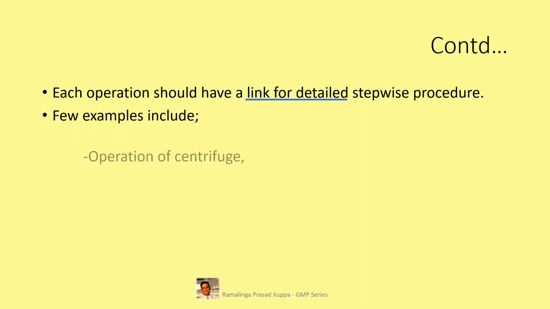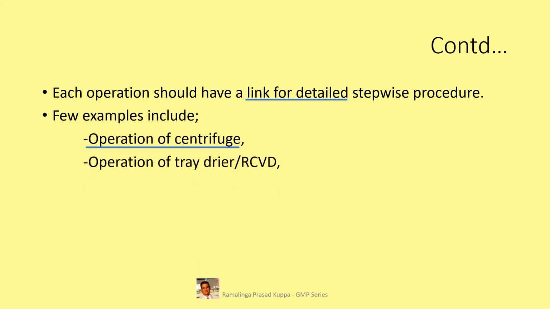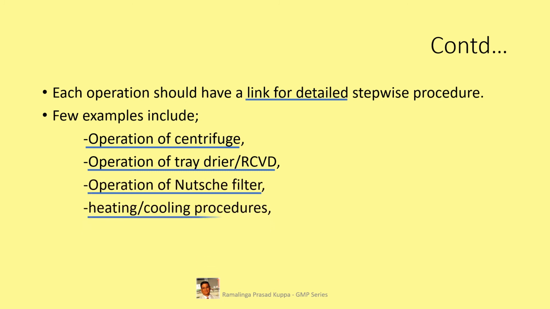Some examples include operation of centrifuge, operation of tray dryer or a rotocone dryer, operation of nutsche filter, heating cooling procedures, distillation, recovery procedures, etc. For operating all these equipment and similar other complex equipment, there should be detailed SOPs because all intricate details of the operation of these equipment cannot be provided in the BPCR directly and fully.